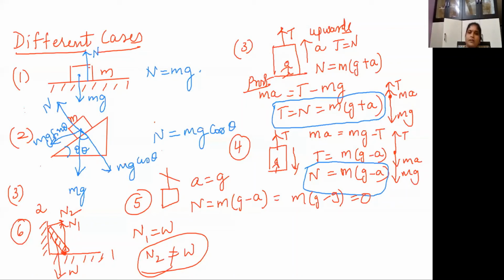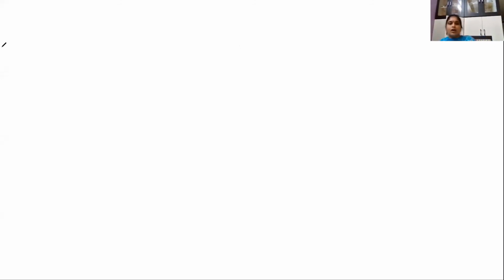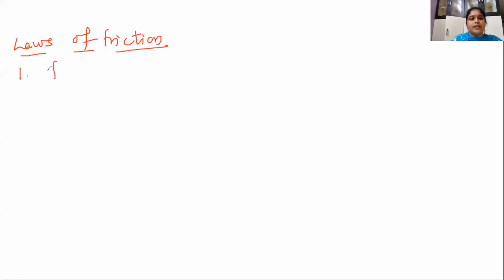Because friction depends on normal reaction and friction is mu into normal, once you know normal and mu, you can find the friction. So now let us go to the laws of friction. In that, first we'll be studying the laws of static friction. For static friction, the limiting static friction is equal to mu s into normal.